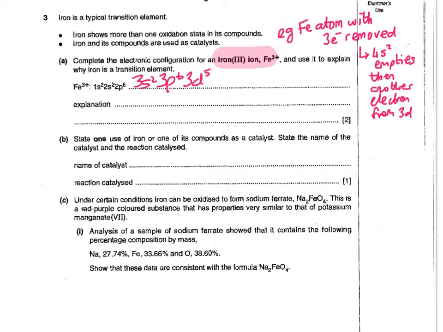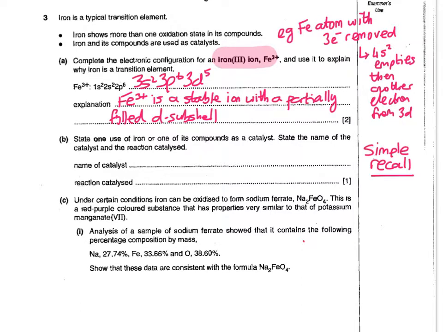Now I need to use this to explain why iron is a transition element. So in other words, what's going on is you've got a partially filled d subshell. So now we need to do a little bit of recall in part B. So I would basically state the Haber process here. We've looked at it enough times. You've looked at it at GCSE, and this is where you recall it. So the name of the catalyst is just straight iron. It's not even a compound of iron. And it catalyzes the production of ammonia. I've just decided to give the equation there because that's the most straightforward way of saying it.